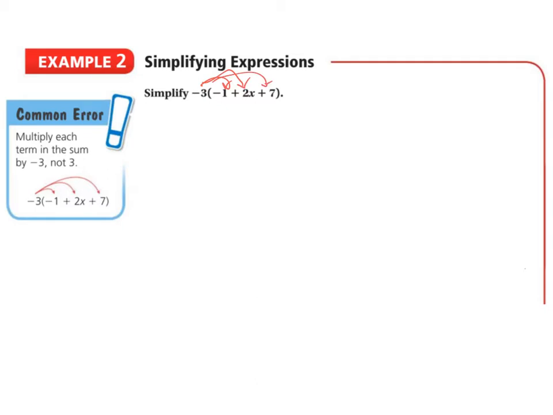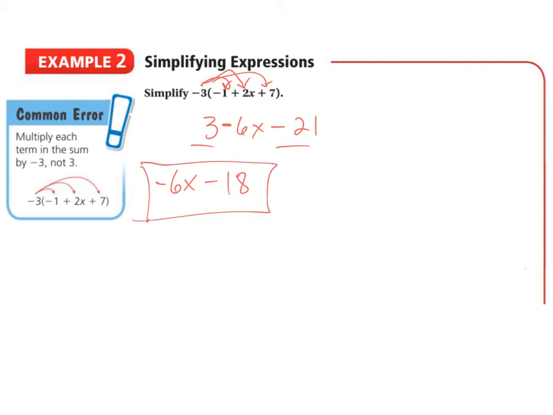So negative 3 times negative 1 is 3. Negative 3 times positive 2 is negative, because there's only one negative, negative 6x, and then negative 3 times positive 7 is one negative, so it is negative 21. Now, we have some like terms to deal with. We have a positive 3 and a negative 21. Different signs subtract, so we end up with 18, and keep the sign of the bigger number, so we end up with a negative 18. And then I like to keep my x in front, so negative 6x minus 18.